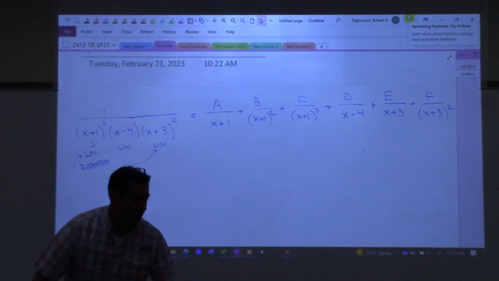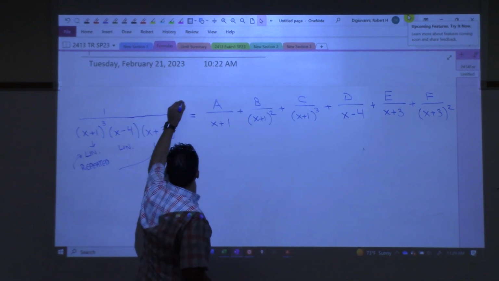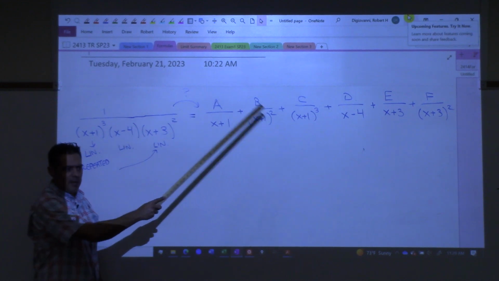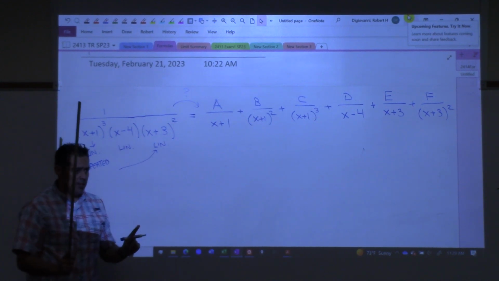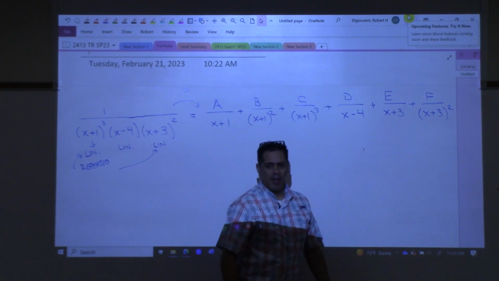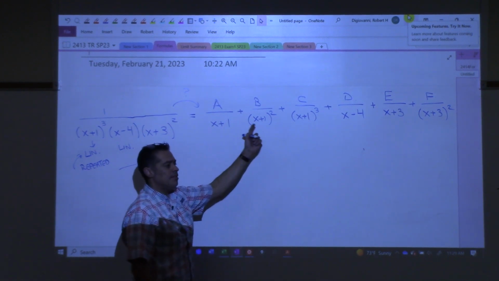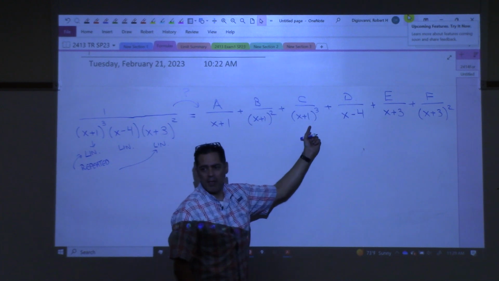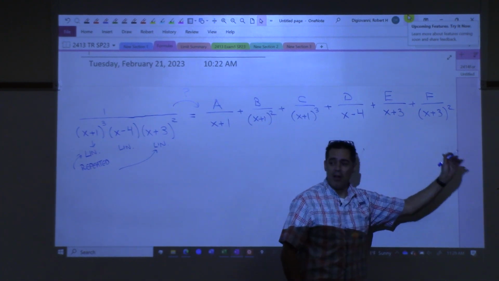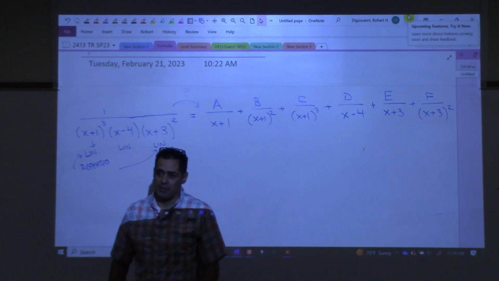There is some way to go from here to here. There's some method that'll take me from here to here. If I can do it, then each of these are easy to do, because constant over linear, repeated, constant over linear, constant over linear, constant over linear repeated are all things we talked about last class.